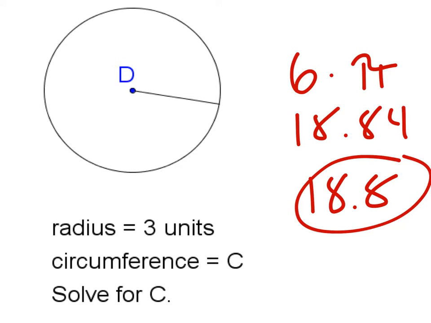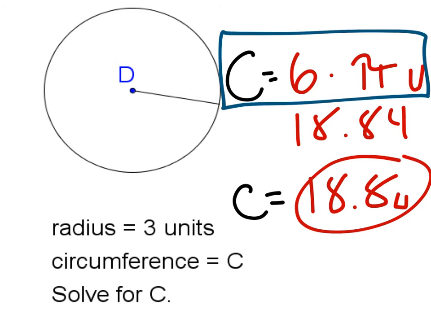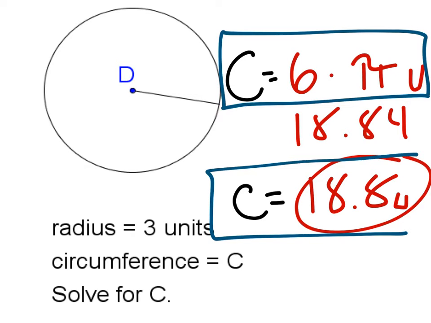Excellent. So yes, we do need both of those, right? We need the 6 pi, and that's in units, by the way, and the approximation is in units as well. So the circumference is both of these. That's excellent. That's the exact answer, and there's the approximation.